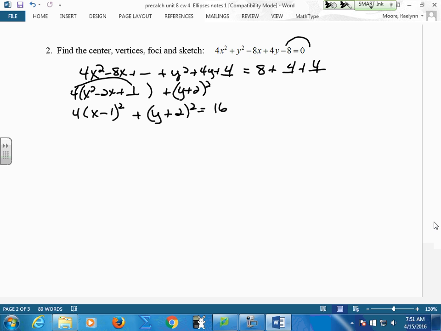This is how I know it's not a circle. It looks like a circle if I covered the 4. But because these two coefficients are different, this has a 1, this has a 4, I know this is not a circle, this is an ellipse. It looks like a circle, but the coefficients are not the same. So therefore, we're going to divide everybody by 16, and reduce them out. Leave them as fractions.